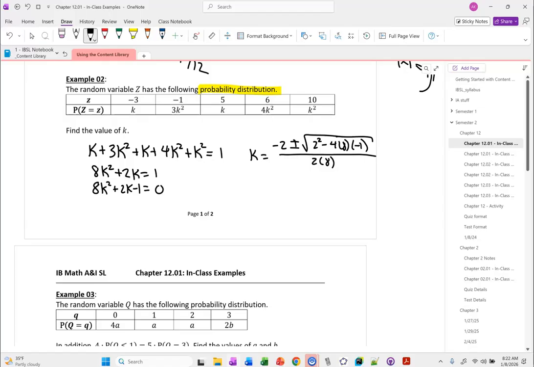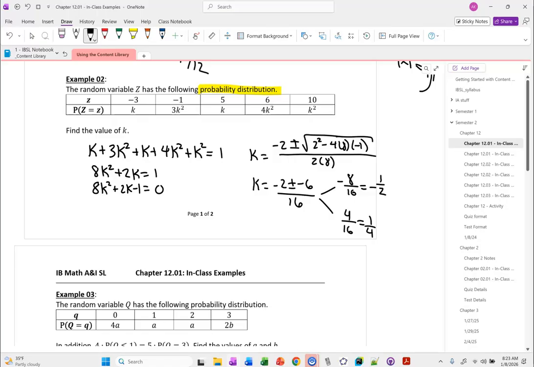All right. So we have 4 times 8 times -1 is -32. 2 squared is 4. 4 minus a -32 is 36. Square root of 36 is 6. Is everybody okay with what we got there? So what's our answer? What's the value for K?